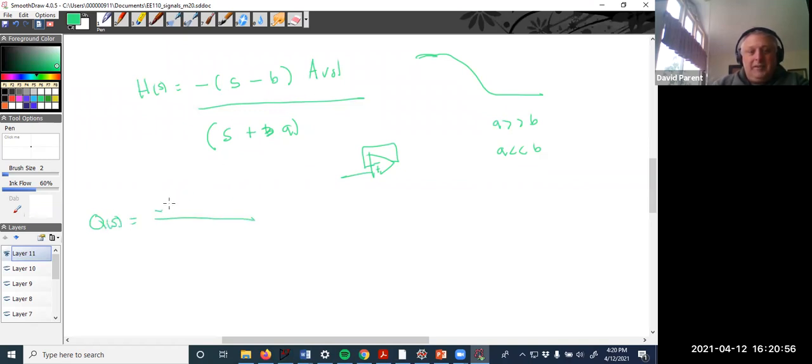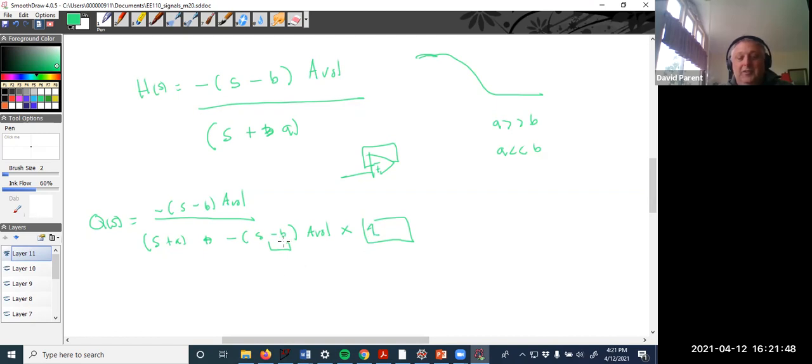Here's my numerator. I put it there. Here's my original denominator. Here's my original numerator. What's G of S? It's 1. And notice that minus B can take a stable system and now turn it unstable. And so I have to do something here to make sure that this doesn't give me a pole on the right-hand side.